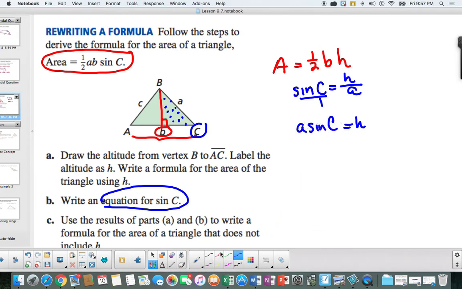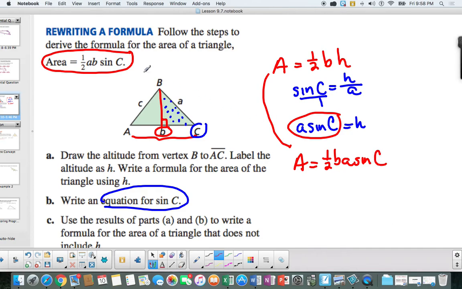So now let's go back to our triangle formula, and we're going to say area is equal to 1/2, and again the base is side b, and the height can now be replaced with a sine of C. And that's what I'm getting right here. So here's a new way to describe the area of a triangle. Now let's go back to what it looked like before.